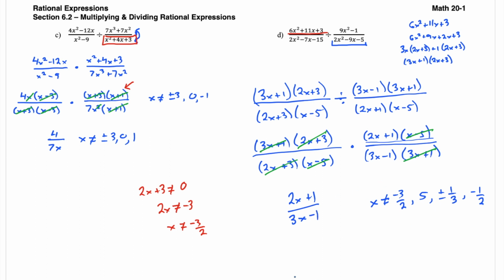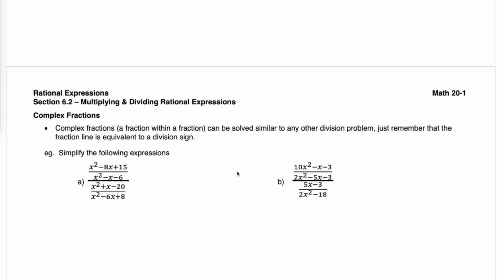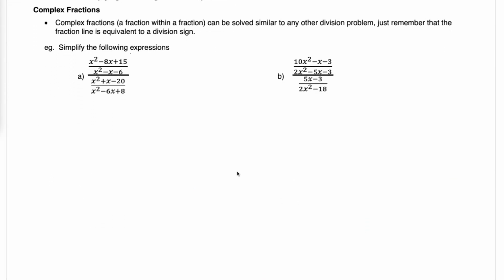And then with my list of non-permissive values. And again, watch, there is a lot of factoring in some of these ones here. And so the faster you are at factoring, the quicker you'll be at these questions as well. Now the next couple then will be what are called complex fractions.